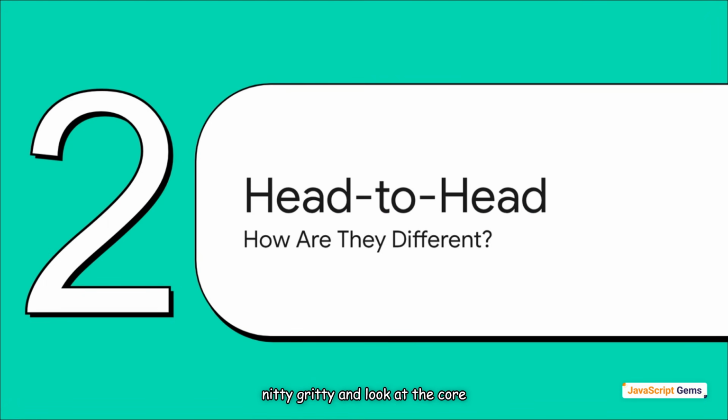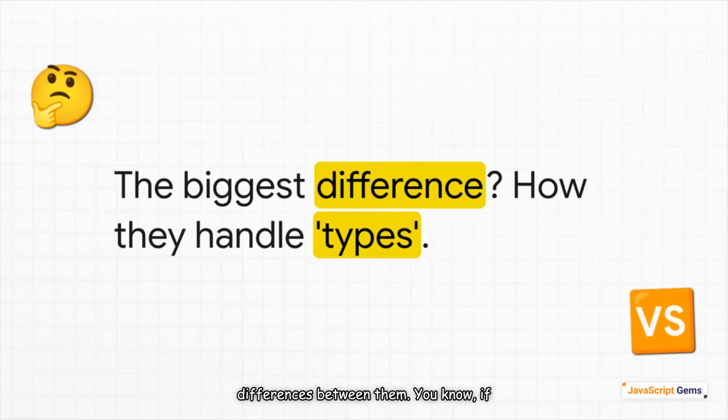Okay, so TypeScript was created to solve a pretty big problem, but how does it actually do it? Let's get into the nitty-gritty and look at the core differences between them. If you strip everything else away, the single biggest difference between JavaScript and TypeScript all comes down to one concept: types. And by types, I just mean what kind of data your variables are holding. Is it a number? Is it a string of text? Is it a true or false value? The way these two languages handle this fundamental idea is what really sets them worlds apart.